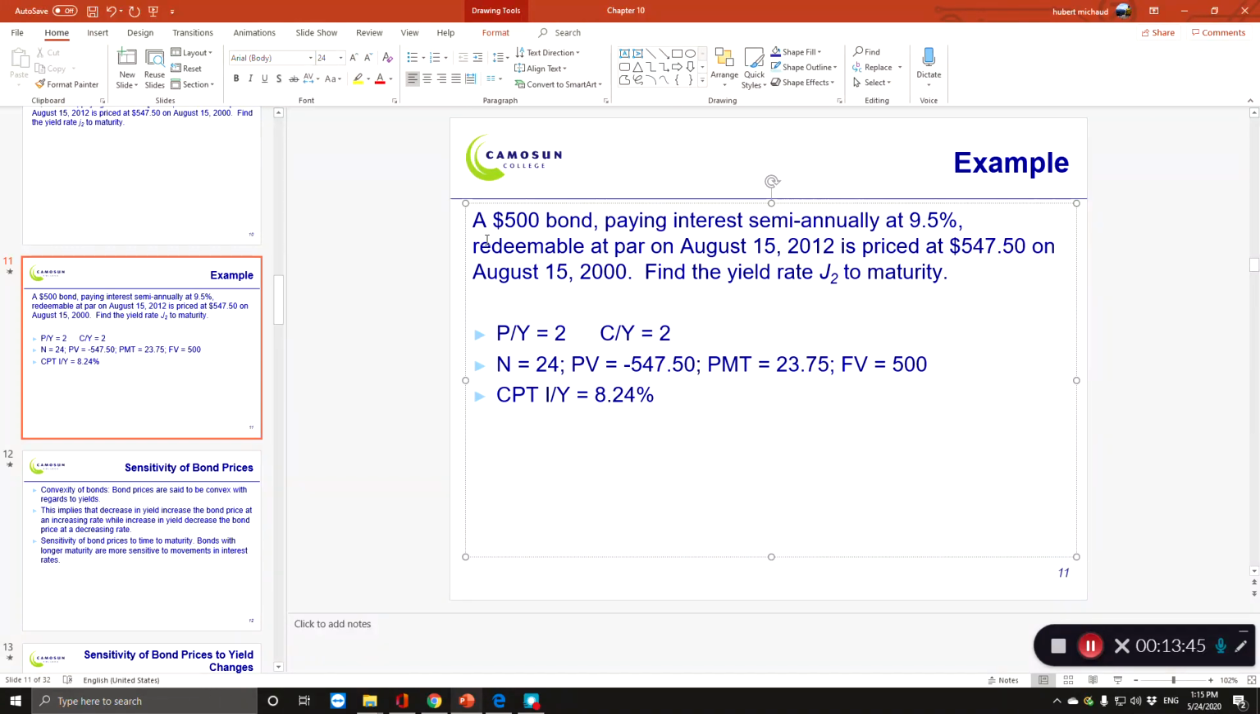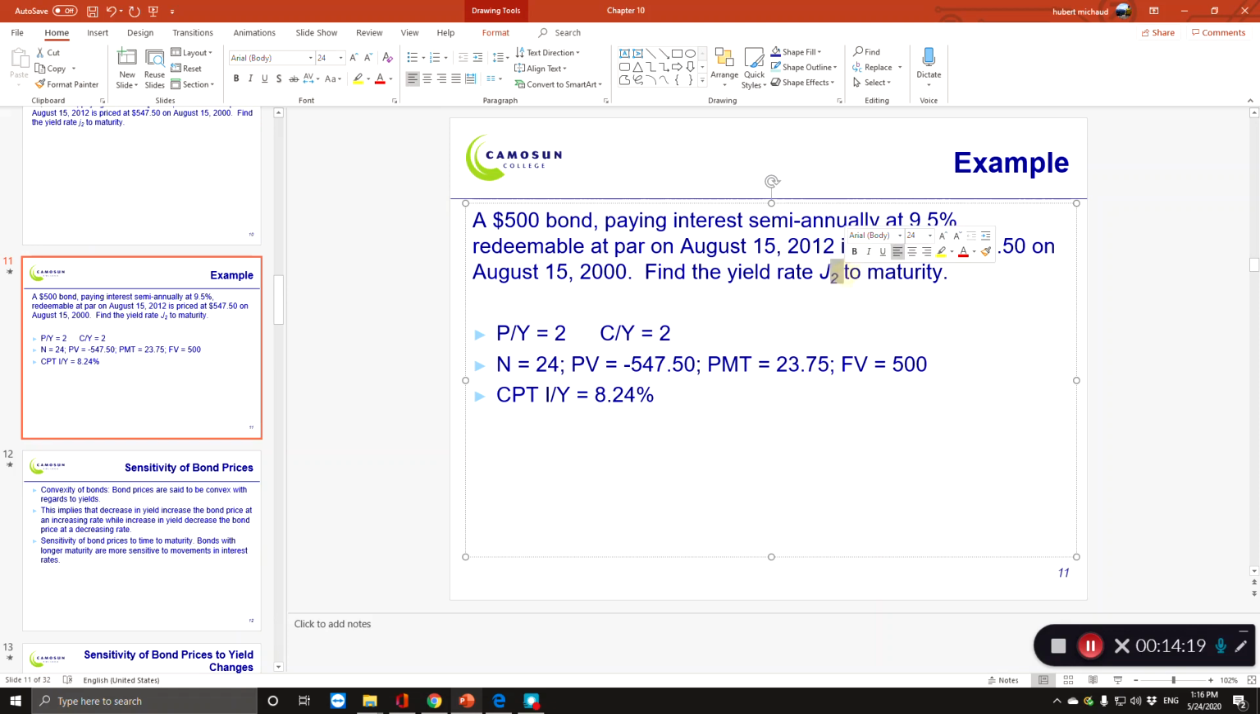Okay, redeemable at par. Redeemable at par always just means that the face value, this amount, is the maturity value, the redemption value. Don't worry too much about this in my class. I won't be playing with these. I think it's a lot of vocabulary that you need to get used to. It's fine. Just ignore it for now. All bonds will be basically redeemable at par. So if you ever read that, it's nothing to confuse you here. Just ignore it. Okay. On August 15, 2012, and it is priced at 547.50 on August 15, 2000.